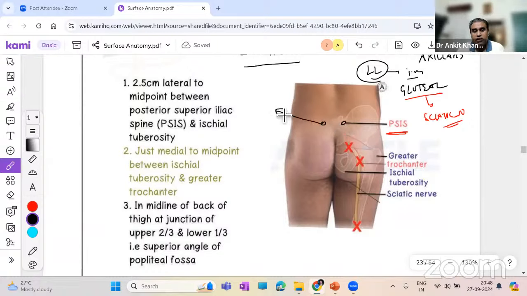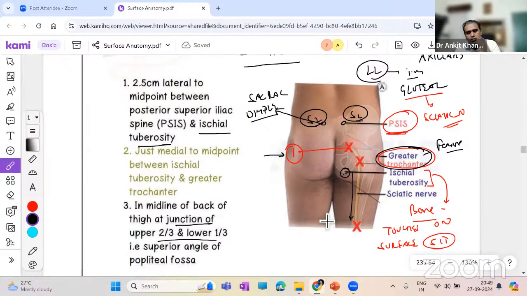The second point is medial to the midpoint between the ischial tuberosity and the greater trochanter. This is the greater trochanter. Remember in the upper limb we studied the acromion? Likewise, in the lower limb at the level of the hip joint, the most laterally projecting bony surface is the greater trochanter. It is a part of the femur. So you take the ischial tuberosity, take the greater trochanter and join the midpoint. Then as you go below, at the junction of the upper two-thirds and lower third, towards the popliteal fossa, it lies vertically in the posterior thigh region. But between points 1 and 2, this part of the sciatic nerve lies in the gluteal region.